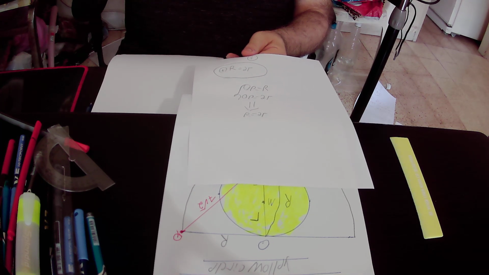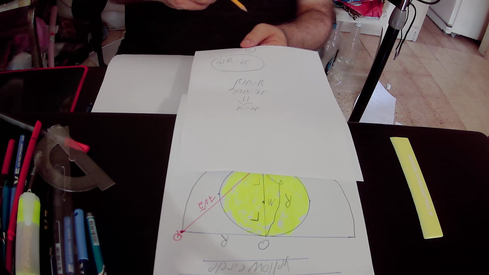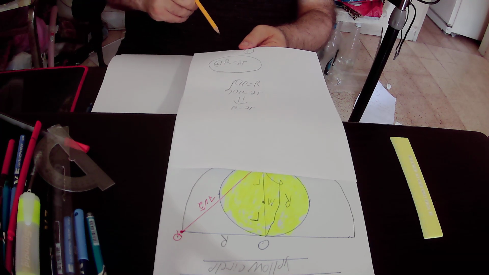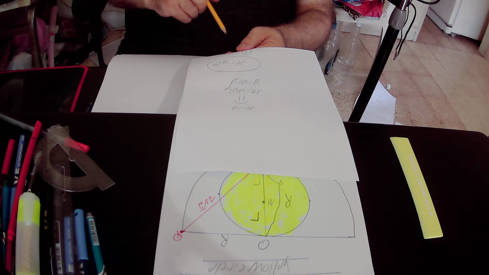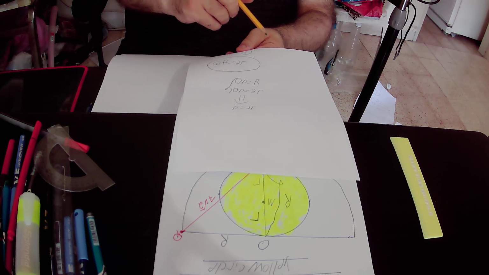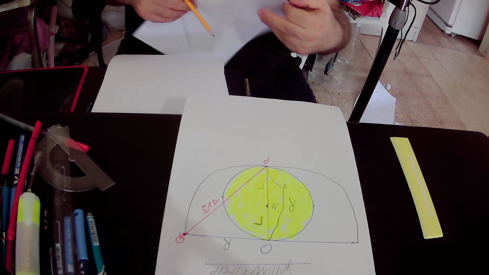Okay, so we know that the relationship between capital R and small r is that capital R, that is to say the radius of the semicircle, equals 2 times the radius of the yellow circle. Okay, that will be equation number 1.